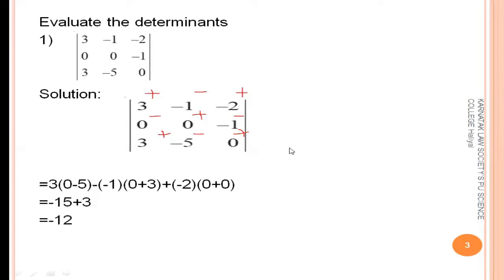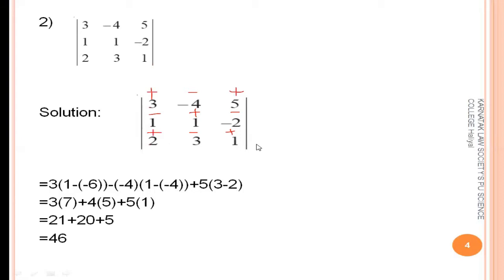And plus as it is, and minus 2. Again you delete that row and column, you will get 0 into minus 5, that is 0, and minus 3 into 0 is 0 only, so both are 0. So you will get 3 into minus 5, that is minus 15, and here minus of minus plus 1, so 1 into 3 is 3 only, and here you will get 0. So minus 15 plus 3 is minus 12. Just remember these signs, and directly multiply the second order determinant to get the answer.